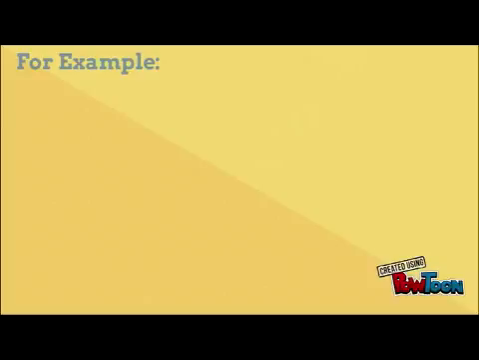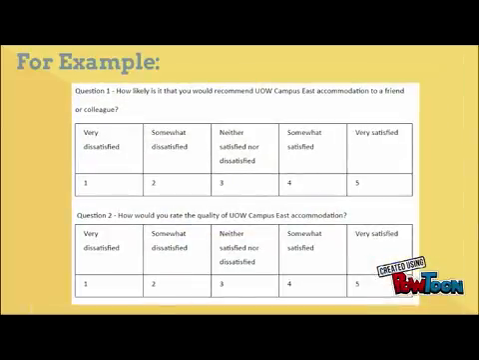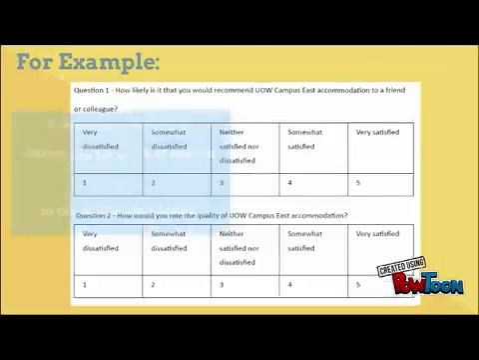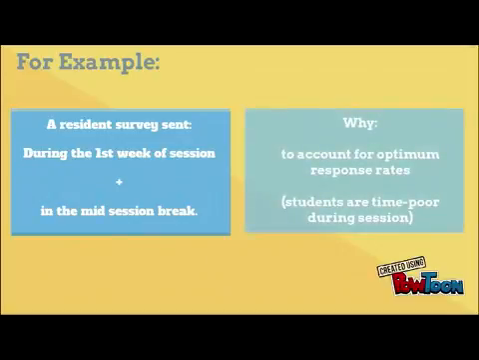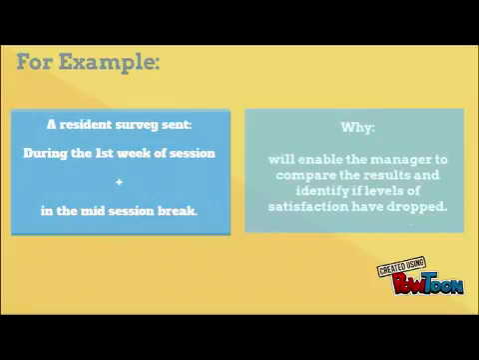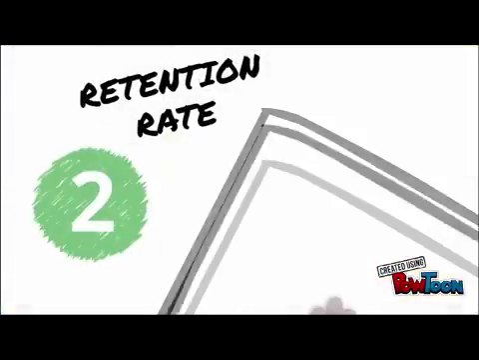Take a look at this example of a satisfaction survey, and note how strategic questions will be asked by the organisation in order to get useful and relevant information. Our suggestion for Campus East Accommodation would be to send out a resident survey multiple times throughout the year, during the first week of session and the mid-session break, for example. By acknowledging that many students are time poor during session, this would allow for optimum response rates. This would also allow for the manager or strategic planner for Campus East to compare the results and identify if levels of satisfaction have dropped.